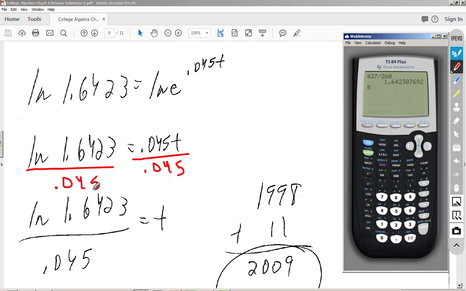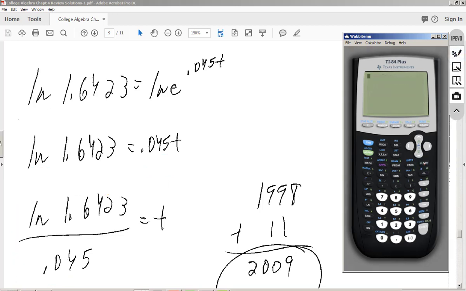So here's my answer for t, it's just the ln of 1.6423 all divided by 0.045. I put that in my calculator to see what the answer comes out to be. Typing it in, it's your ln key, type in 1.6423, and then divide that by 0.045. When I do that, I get 11.024393. Notice that that is not the answer though.